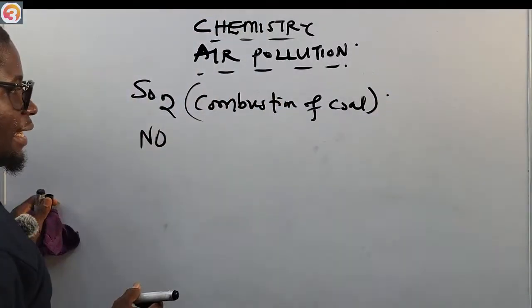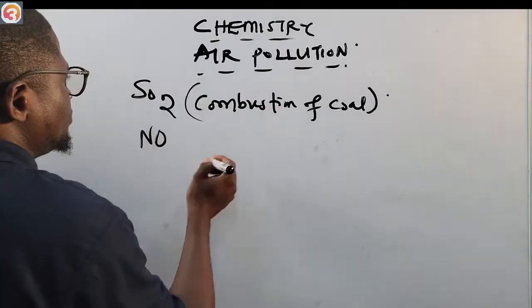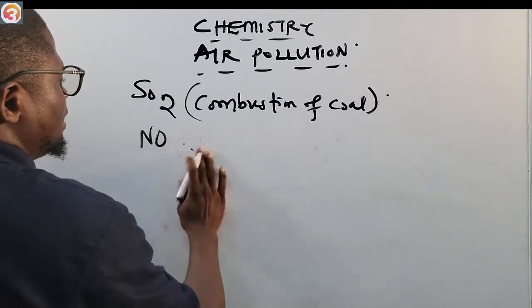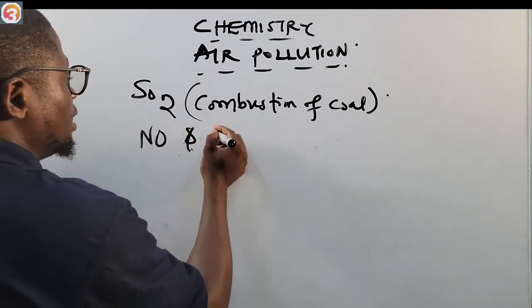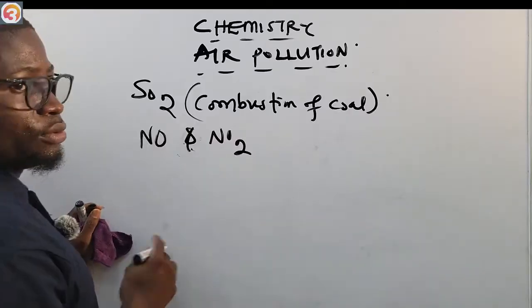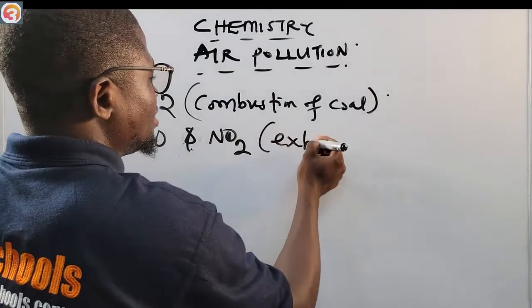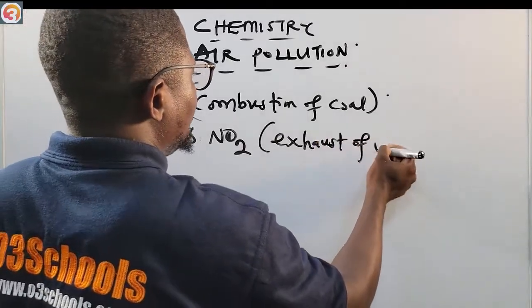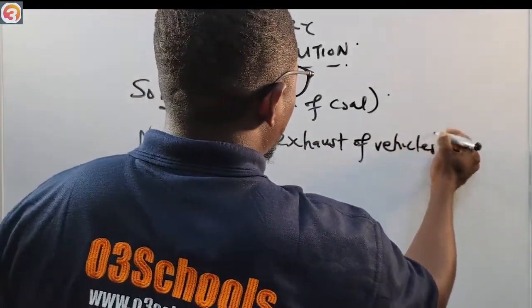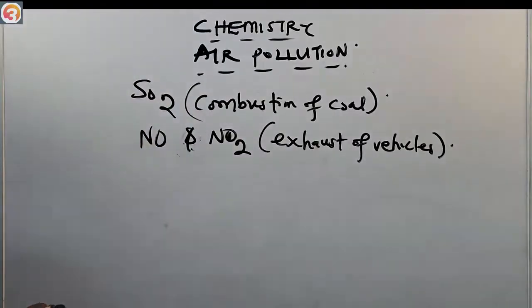Then we now have NO, that is nitrous oxide, and let's say oxides of nitrogen, NO and NO2. Oxides of nitrogen, NO and NO2. All these are from the exhausts of vehicles. They are from the exhaust of vehicles.